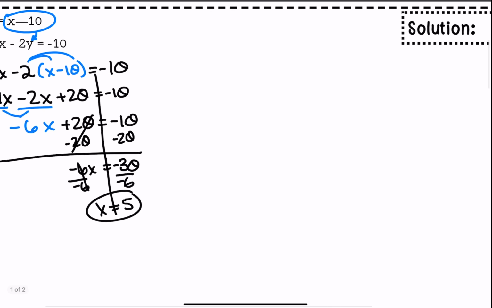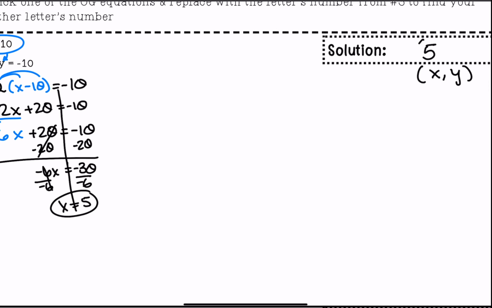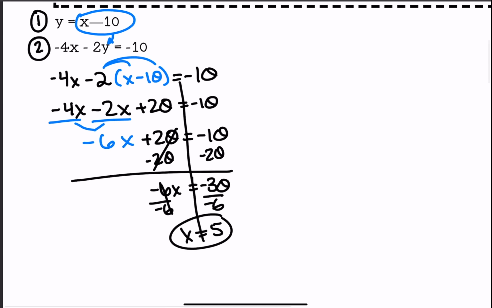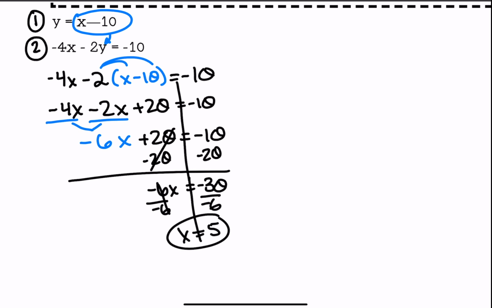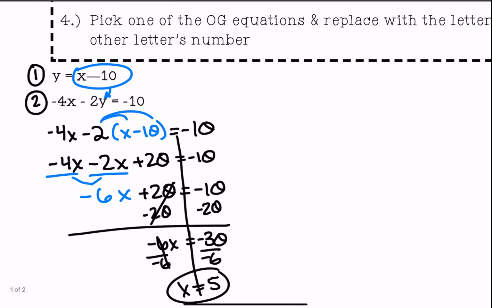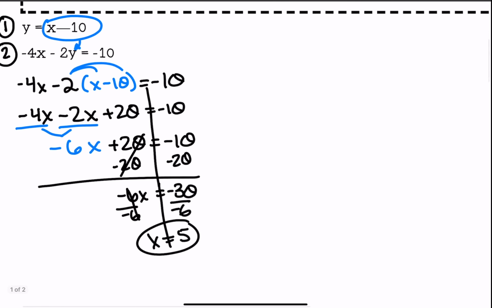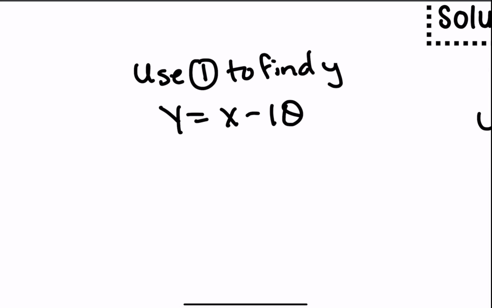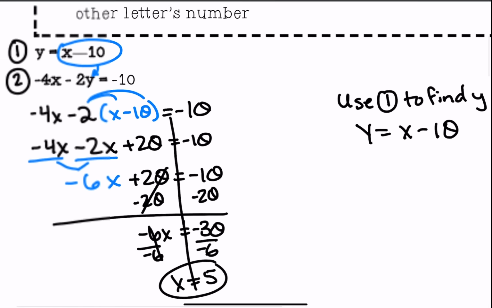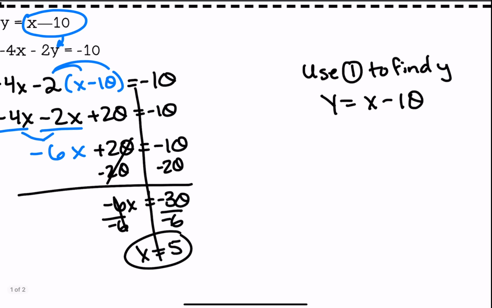So far, we know x's number is 5, so I'm going to write that. Now we need to figure out y's number, and I'm going to show you that you can use either the first equation or the second equation, because that's what the fourth step is. Pick one of the original equations and replace the letter's number from step 3 to find the other letter's number. So first we're going to use number 1, y equals x minus 10, the first equation. Well, we know x's number now is 5, so I'm going to replace that. So we got y equals 5 minus 10.